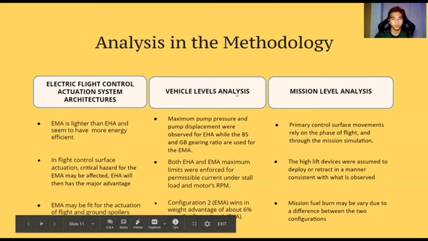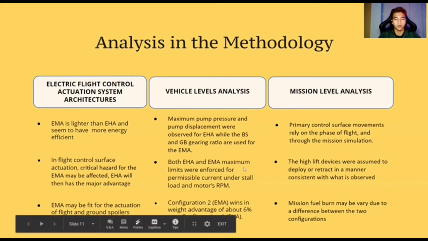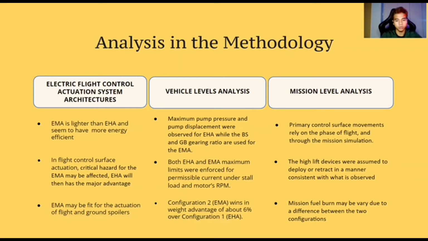Moving on to the next point, vehicle level analysis. Maximum pump pressure and pump displacement were observed for EHA, while the BS and GB gearing ratio are used for the EMA. Both EHA and EMA maximum limits were enforced for permissible current under stall load and motor RPM. Configuration 2 EMA means a weight advantage of about 6% over configuration 1 EHA.